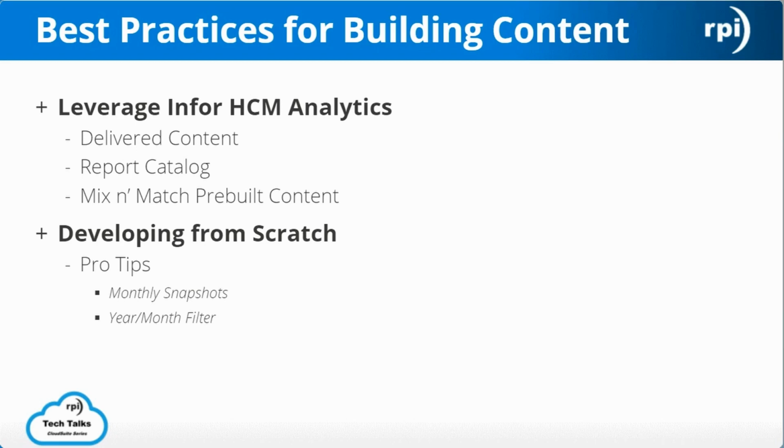I'm going to show you how you can leverage some of those pre-built reports to mix and match them in different ways to create a dashboard with a handful of KPIs and then a drill to detail table at the bottom, in just a few minutes. And then we're also going to talk about monthly snapshots, the data structure within HCM analytics, why that's important, and then also the year-month filter and how you need to use that to make sure you're presenting accurate information in your reports and dashboards that you build out.